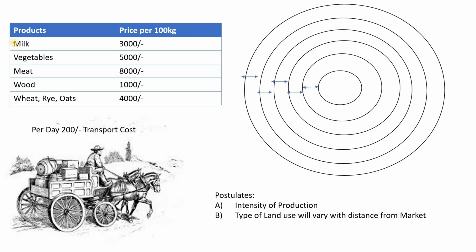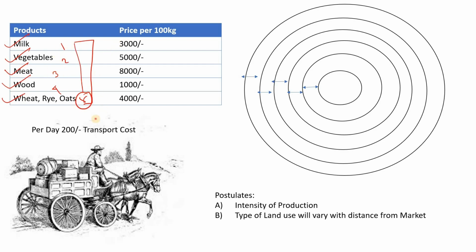Suppose you have these products to farm or to cultivate. One is milk, one is vegetable, one is meat, another is wood, another is wheat. You have 5 options to farm in your land. This is the first thing you have to keep in mind. How many are there? 1, 2, 3, 4, 5. These 5 options are there.